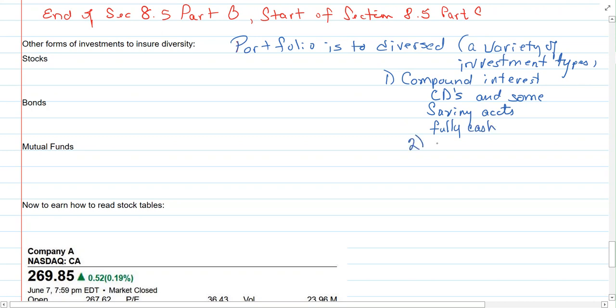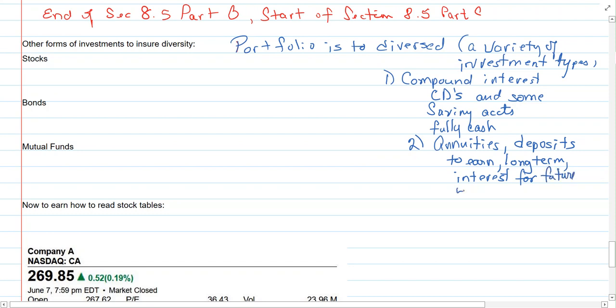The second one we learned was annuities, where we had deposits to earn long term interest for the future. And these are usually retirement investments.